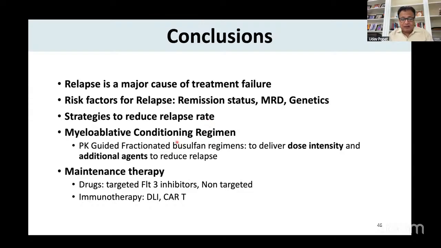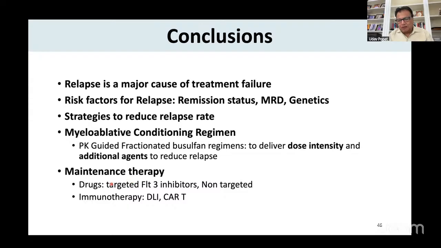One, you could use a myeloablative regimen, and I showed you an example. You can give PK-guided fractionated busulfan even to older patients to deliver dose intensity, because dose does matter. The alkylating agents have significant dose response relationship, and you can add additional non-cross toxic agent, and this synergy may further reduce relapse. And I showed you an example of that with our fractionated busulfan, cladribine, fludarabine, venetoclax, and thiotepa regimen. We call it CLADLAC regimen, and we are now testing this in randomized trial.